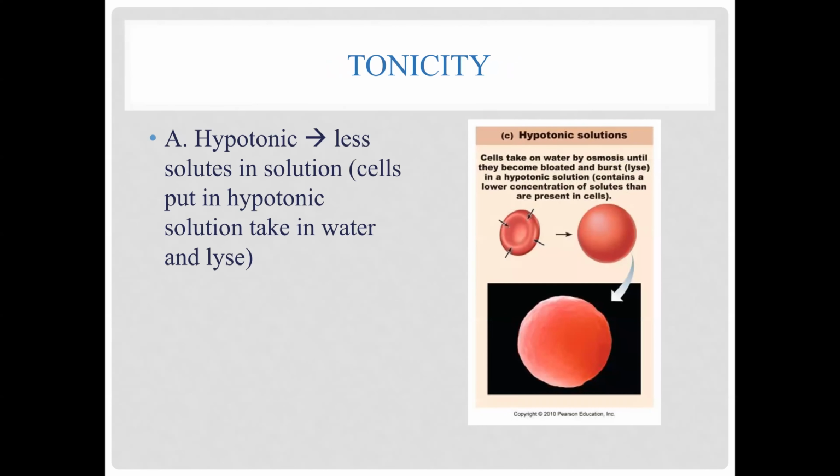So we've got a red blood cell that inside is 0.9% sodium chloride, and we're going to put it in a solution that's probably 0.5% sodium chloride or 0.25% sodium chloride. So we have less solutes in the solution. So we're putting this cell into a hypotonic solution.